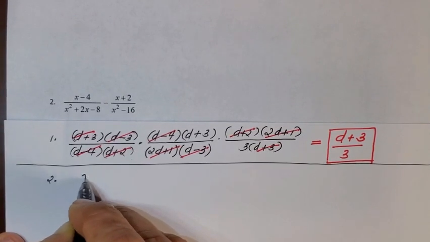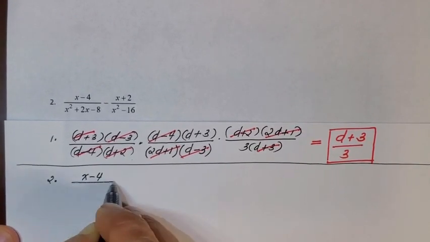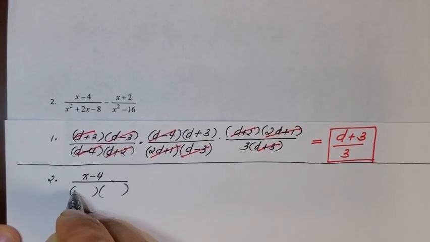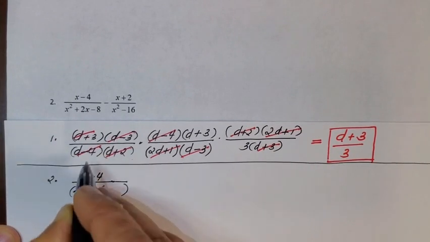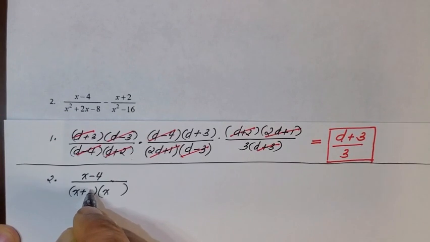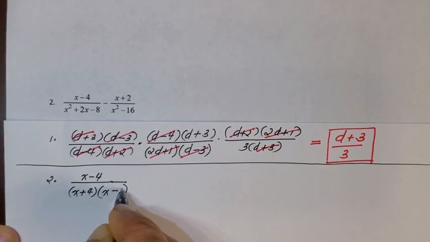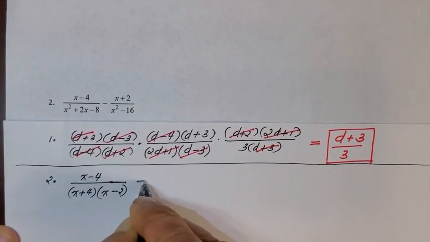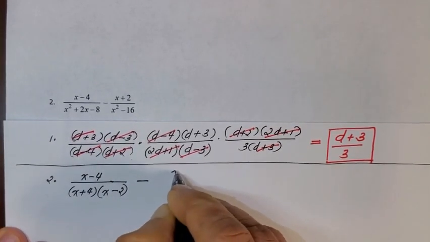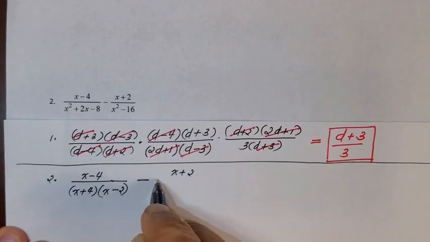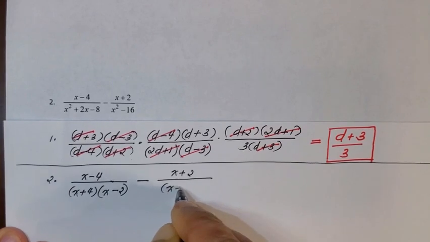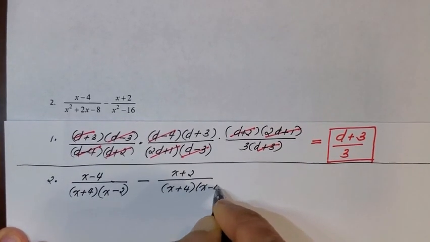The numerator is x minus 4, and the denominator can be factorized like we did before. The numbers are, the 2 is the sum and the -8 is the product, so it is going to be plus 4 and minus 2, and that is the expression minus x plus 2 divided by x squared minus 16, which is the difference of squares, x plus 4 times x minus 4.